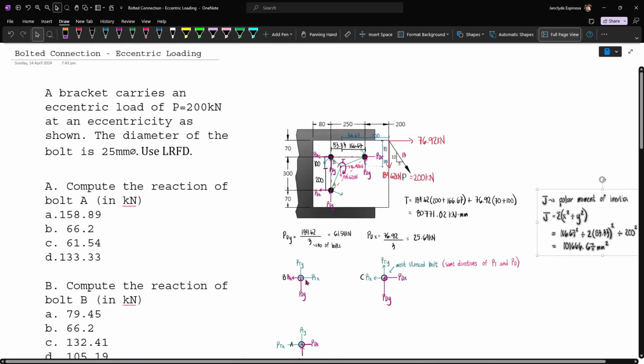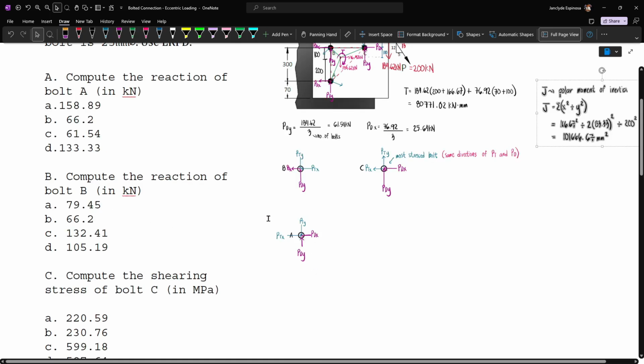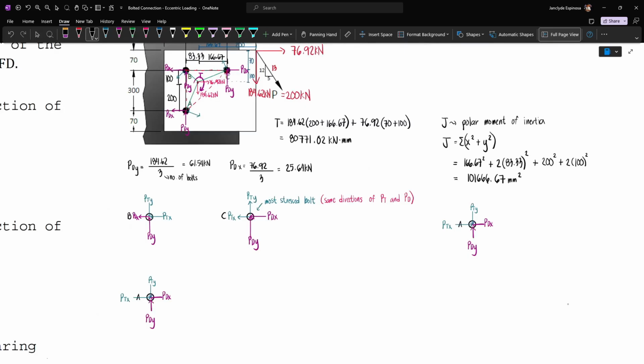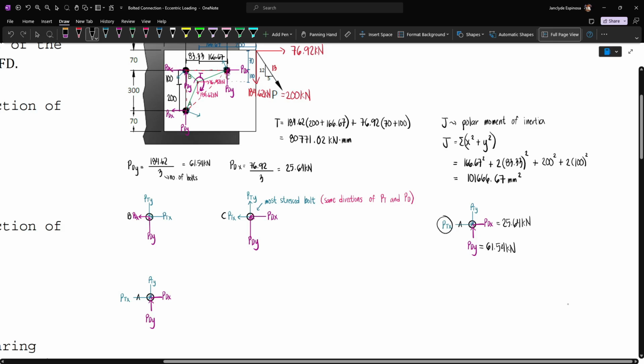Now for the first question, we need to compute the reaction of bolt A in kilonewtons. And so how are we going to solve this? Let's try to consider bolt A. So let me copy this. And so we know that PDY is 61.54 kN, and we also know that PDX is 25.64. However, we still don't know PTX and PTY. And so how are we going to solve that?